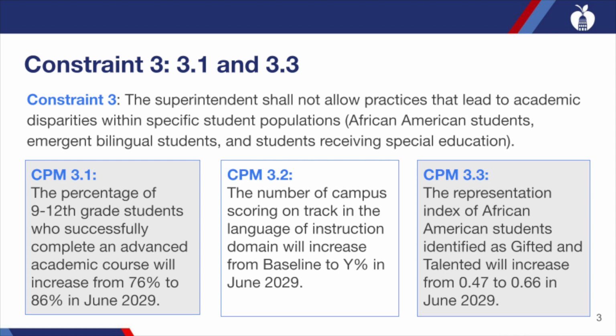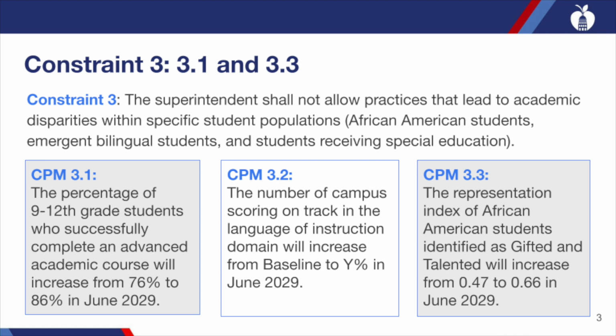3.2 is based on a new dual language data tracking tool, which will be used to create baseline data during the 24-25 school year. Constraint 3.1 is focused on the percentage of 9th through 12th grade students, with the focus group being African American students, emergent bilingual students, and students receiving special education services who complete an advanced course at some point in their high school career.